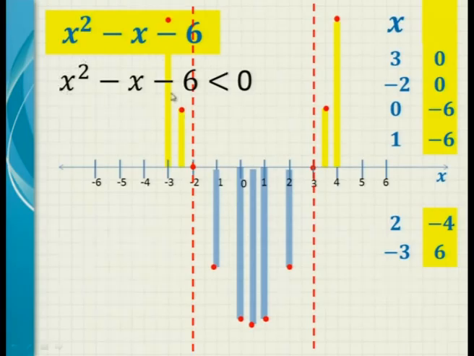So the answer to this question, what x values will give me a yellow box value, this whole expression, less than 0, are all the x values here. Are you with me? So when x is between 3 and -2, x must be greater than -2, this way, and less than 3.